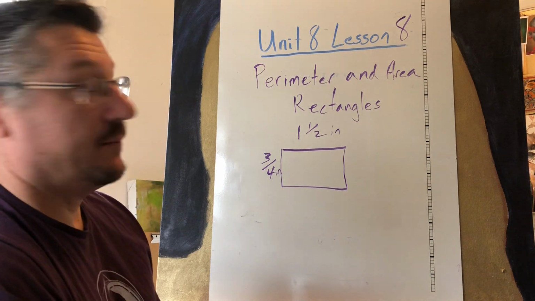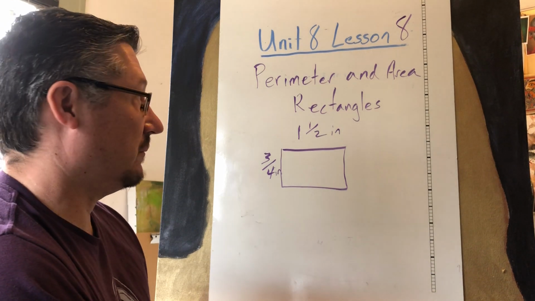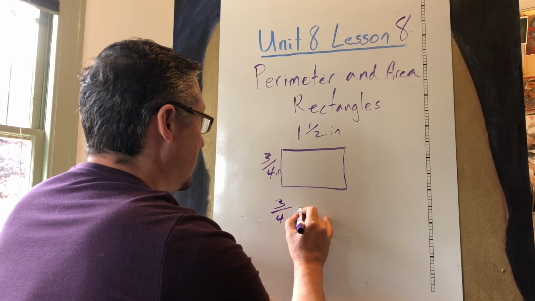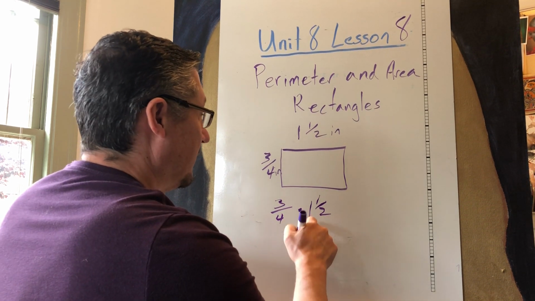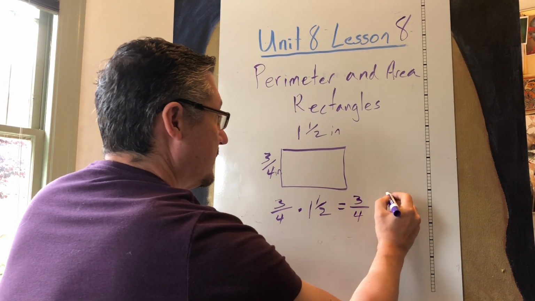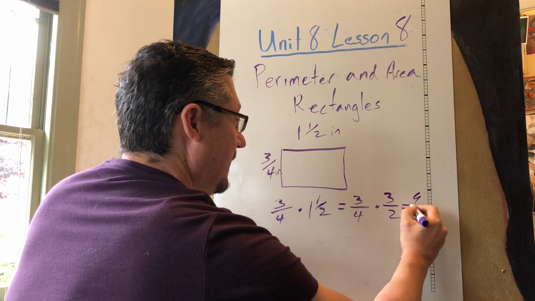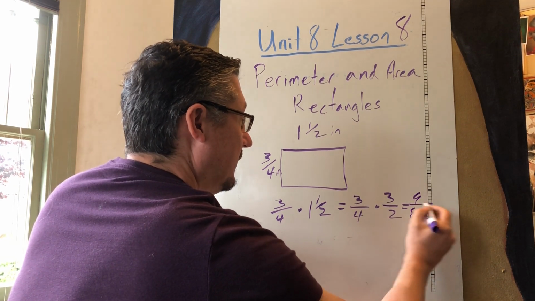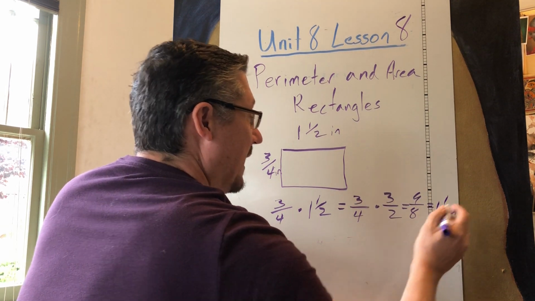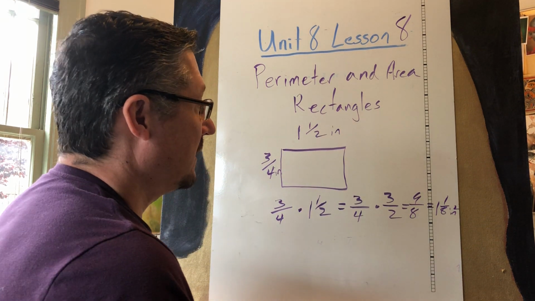Okay, now area. This is a little different. You could do the straight algorithm, which is just multiplication, which is pretty simple. 3/4 times 1 1/2. I have to convert, right? So it's going to be 3/4 times 2 times 1 plus 1 is 3/2. Multiply across. 3 times 3 is 9, 4 times 2 is 8, equals 1 1/8. And if this is in inches, it'd be inches squared. Remember, it's a square. We're talking about squares. All right? So that's that.